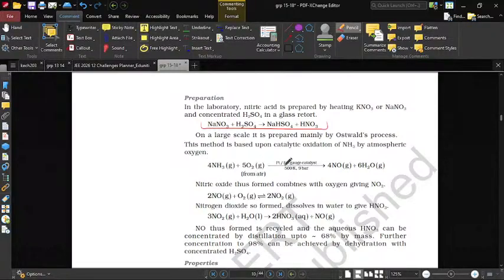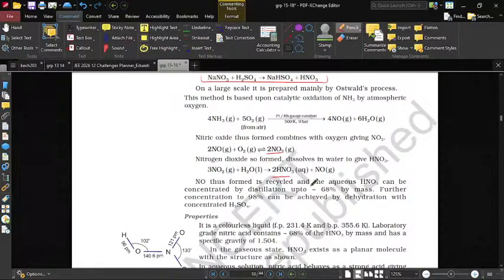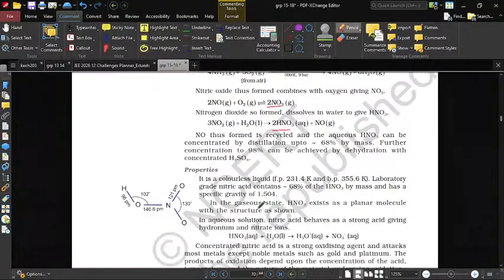4NH3 plus 5O2 will give, in presence of platinum or rhodium gauze catalyst, 500 Kelvin and 9 bar pressure, 4NO plus 6H2O. फिर जब हम NO को रिएक्ट कराएंगे आगे तो ये बनाएगा 2NO2, फिर 2NO2 plus वाटर आ जाएगा हमारा HNO3. NO thus formed is recycled and the aqueous HNO3 can be concentrated by distillation up to 68% by mass. Further concentration to 98% can be achieved by dehydration with concentrated H2SO4.